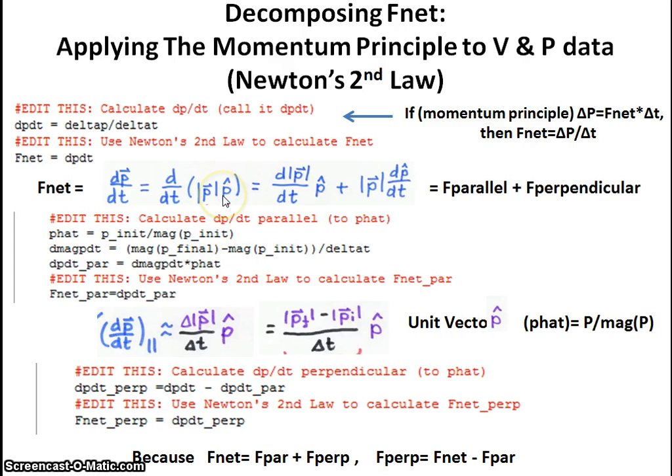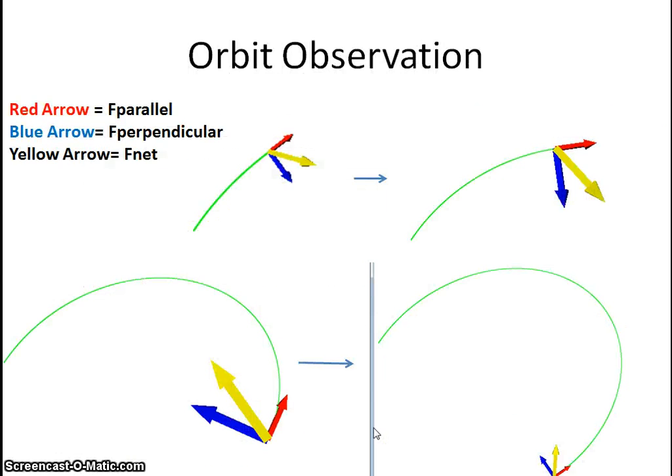Now, when we decompose this equation further, we get our F parallel equation and our F perpendicular equation. And we can easily apply those to the code here. Because this part of our F parallel component can be decomposed even more to the magnitude of P final minus magnitude of P initial over change in time times P hat, we put that into our code. And then we set F-net parallel equal to dp dt parallel because they are equal to each other. And we do the same for F perpendicular because F-net equals F parallel plus F perpendicular, so we just subtract and get our F perpendicular.